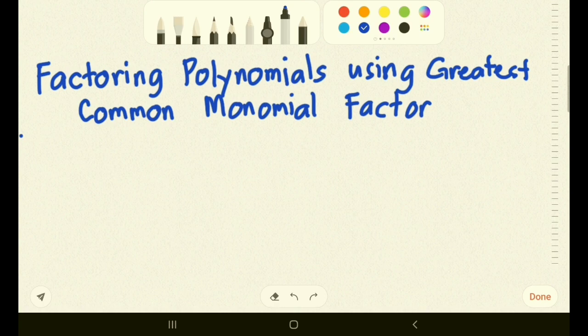So, the first topic for grade 8 mathematics is about factoring polynomials. This time, I'm going to discuss how to factor polynomials using the greatest common monomial factor. But let us recall first what a factor is.